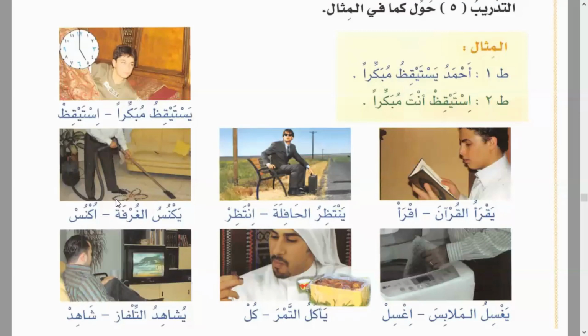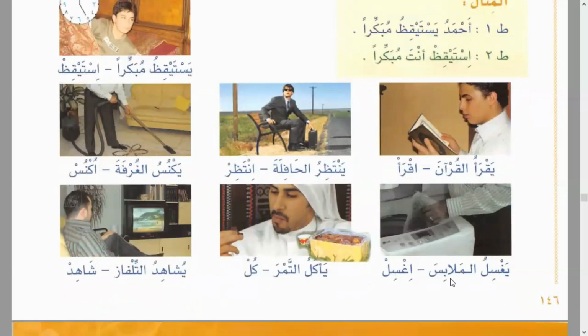Vacuum the room, whatever. Ahmadu yaghsil al malabis. Ahmad is washing the clothes, so I have to say ighsil, because this has a kasra. Look at this. This has a kasra, so it should say ighsil. Ighsil al malabisa. Wash the clothes.